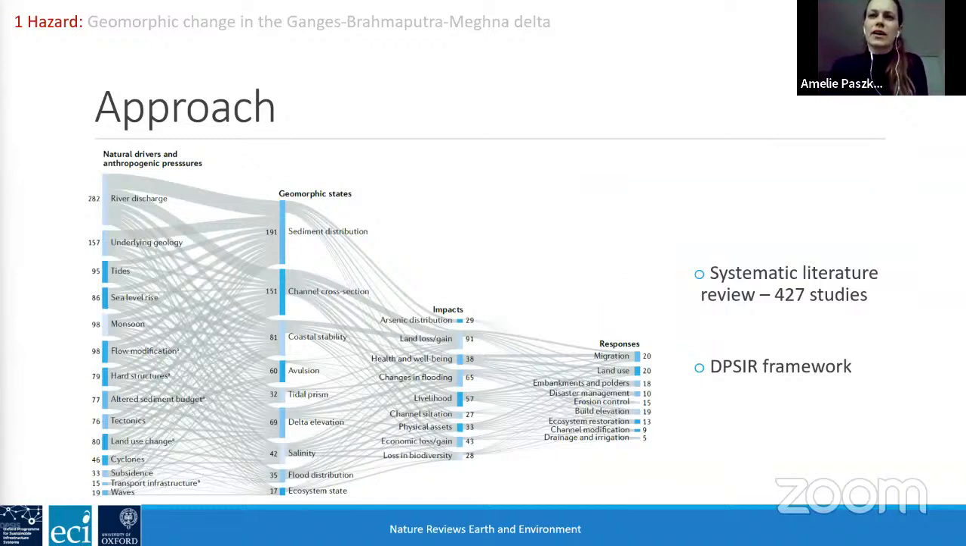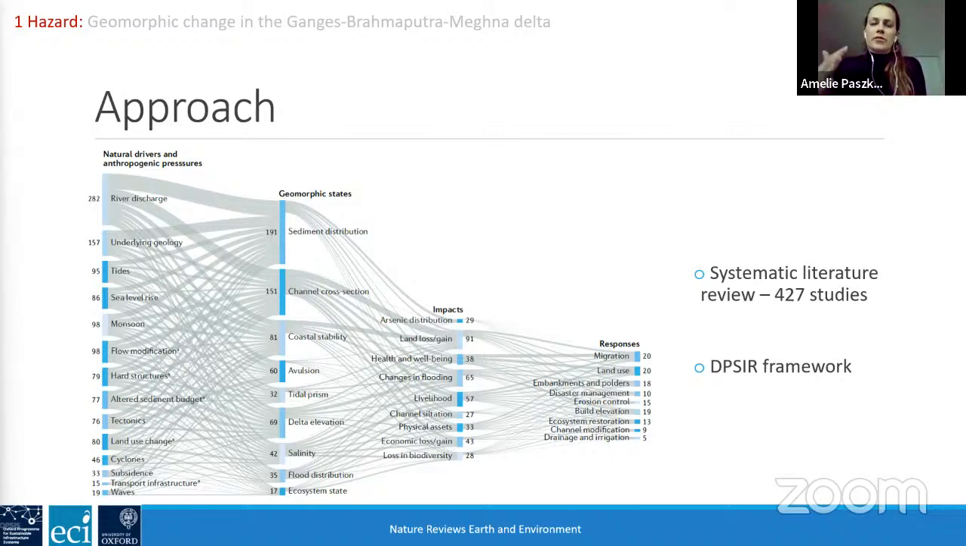You can see in the Sankey diagram that the majority of scientific attention is focusing on these natural drivers and anthropogenic pressures, with a lot less attention on how geomorphic changes actually impact society and the environment, and how people have been responding to such impacts. This finding plays a key role in why geomorphic hazards could be ignored in risk analyses, because if we lack a clear understanding of the full extent of impacts that these processes can have on our societies, then we can't add the weight that these processes need in order to be incorporated into our risk assessments properly.